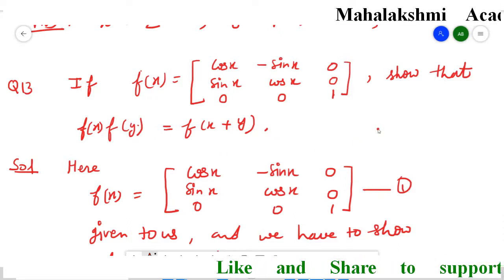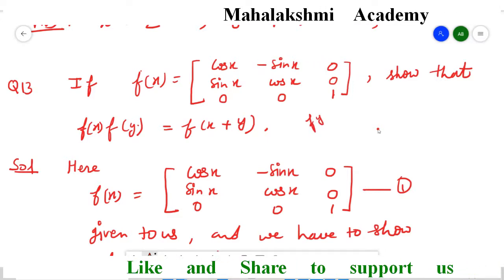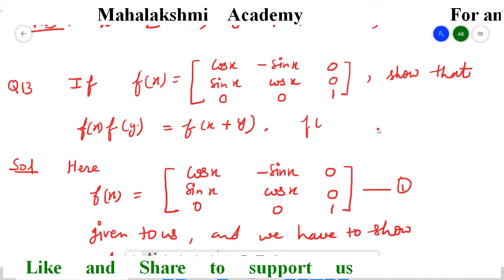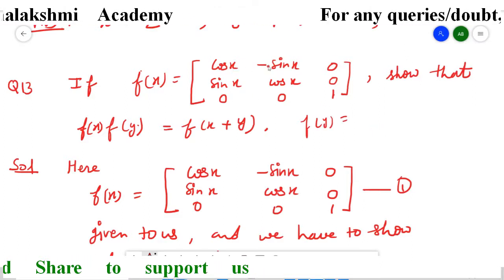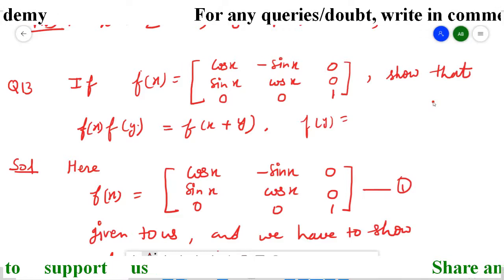So if we want fy, if we want the fy function, then how is it going to change? Instead of x, only y will replace it. So we will get a function in terms of y like this.